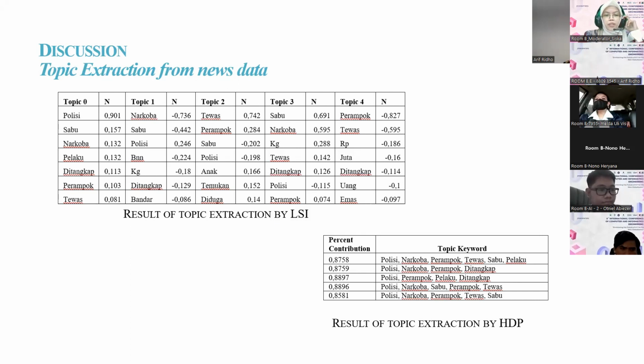The next presenter will be Othniel Abizer. Yes, Othniel Abizer with the title Identification of Lung Cancer in Smoker Person using Ensemble Method based on gene expression data. So we will show your presentation. Please listen carefully.